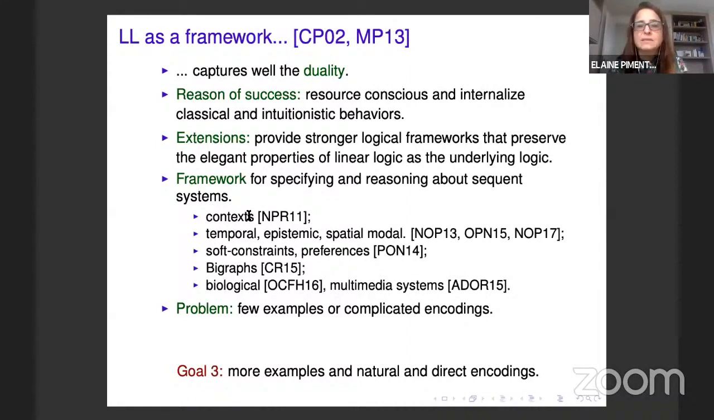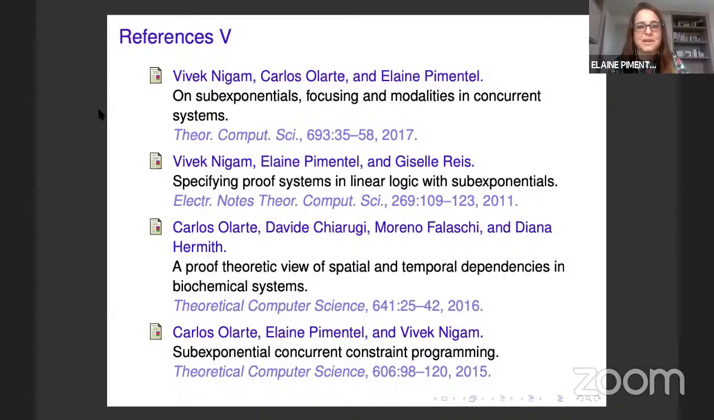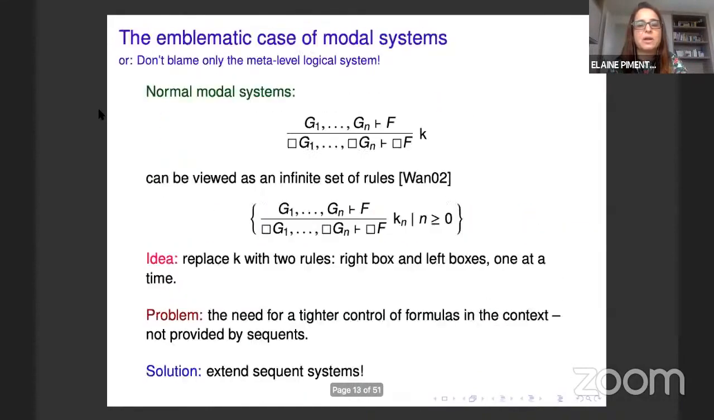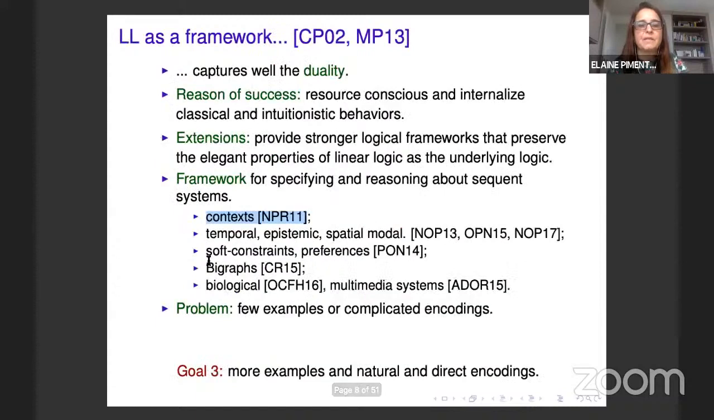This is good. And when talking about linear logic with sub-exponentials, this has been used a lot for specifying different things or systems. For example, different kinds of contexts, as Giselle, Vivek and I did some time ago. Actually, this was Giselle's master's dissertation. Also, we can talk about different kinds of temporal, epistemic, and spatial modalities. This is the part of relating sub-exponentials with concurrency. This is work I've been doing with Carlos and Vivek. We did a lot of work on that and it was quite nice.